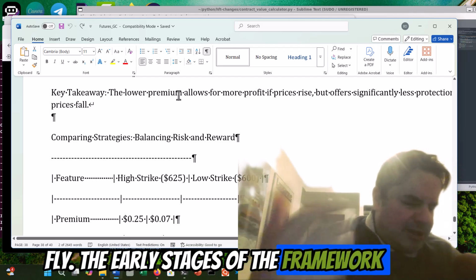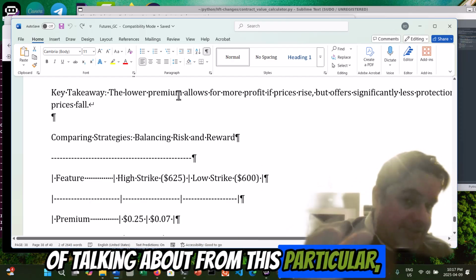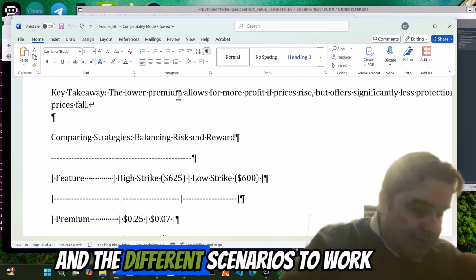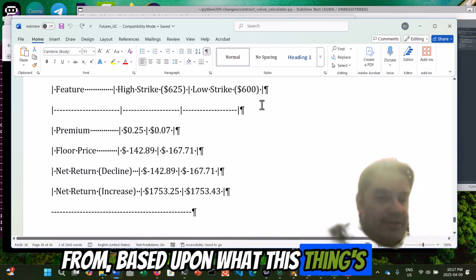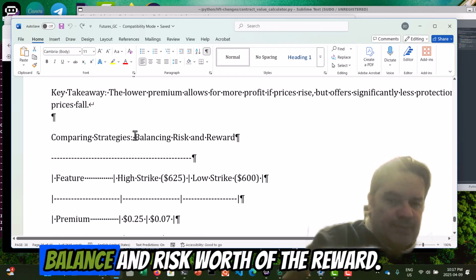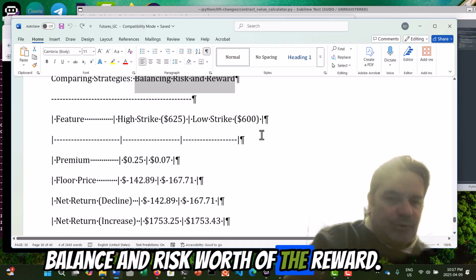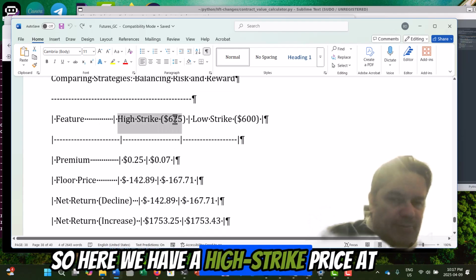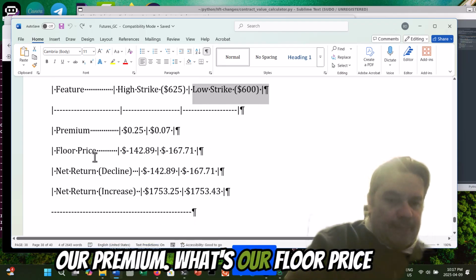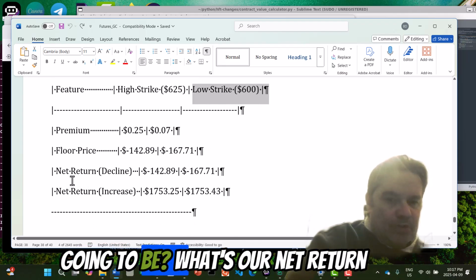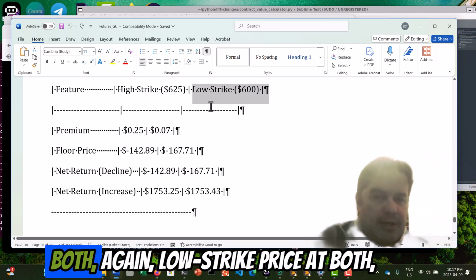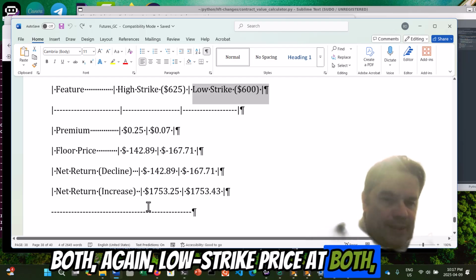This is the early stages of the framework I'm talking about, in this case gold, and the different scenarios to work from based upon what this thing's coming up with. So here we can compare different strategies, balancing the risk versus the reward. Here we have a high strike price at this, a low strike price at that. Here's our premium. What's our floor price going to be? What's our net return, meaning decline for both? Again, low price and strike price of both, or a net return.